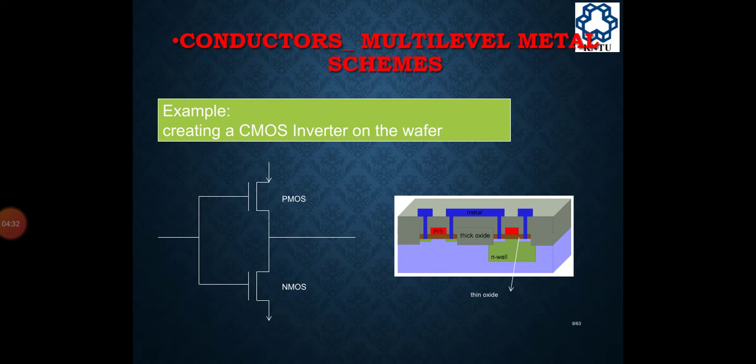Now, conductor multi-level metal schemes, for example, creating a CMOS inverter on the wafer, there is a thin oxide, and above this we have the CMOS inverter. This example I took from Google, related to multi-level metal scheme. There is a multi-level metal scheme, one above the other. There are many metal layers which are connected with each other.